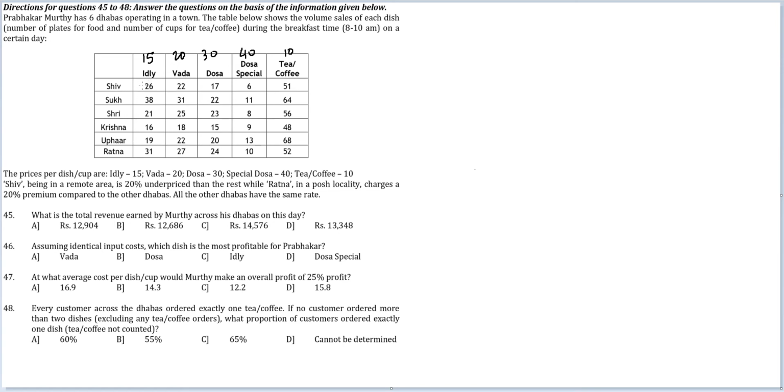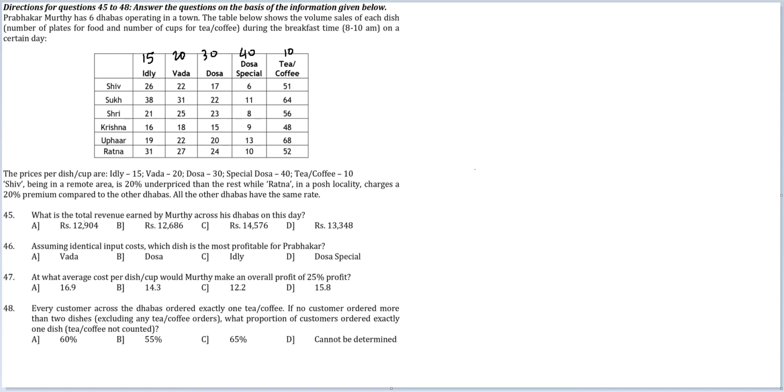Okay. So Shiv is charging 20% less, Ratna is charging 20% more. One insight that you can draw is the 20% less of Shiv would be balanced by 20% more of Ratna, and therefore the only premium that I would have to find is for 5 extra idlis that are being served in Ratna. Similarly for vada, it would be for 5 extra vadas, for 7 extra dosas, for 4 extra special dosas, and for 1 extra tea or coffee. Okay, let me work further now.